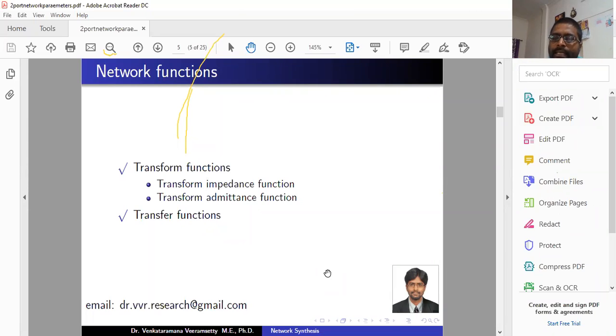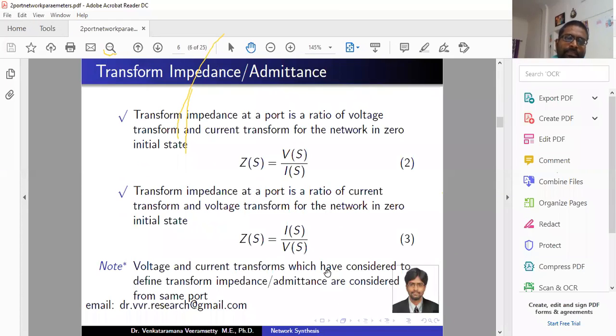Transform functions are again classified into two categories: the transform impedance function and the transform admittance function. Now we will discuss them one by one. Maybe the names feel somewhat new, but everything here you already learned in two-port networks. So what is the transform impedance or admittance function? Generally it is called immittance, which is nothing but admittance and impedance. So how do we define transform admittance or transform impedance?